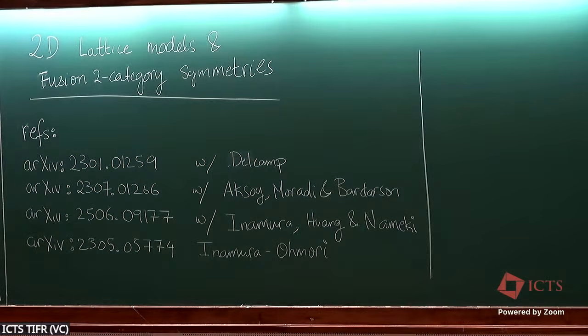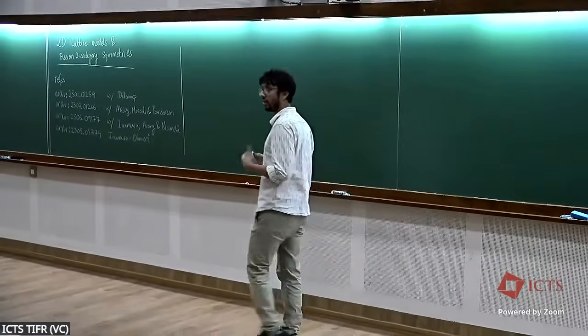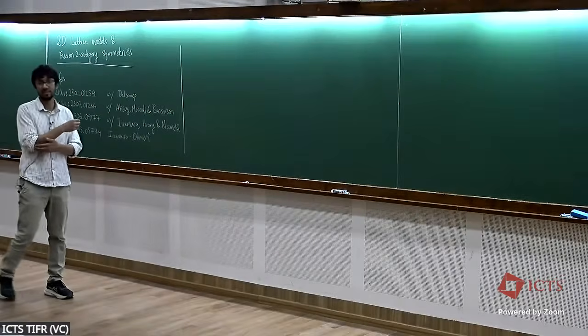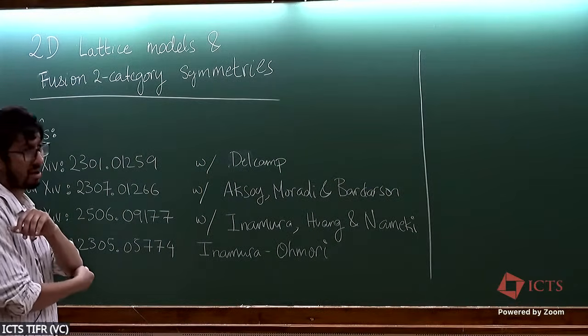Thank you. So I'll continue today. Yesterday we discussed 1D lattice models, realizing various fusion category symmetries, and studied their Hamiltonians, which realize all possible gapped phases protected by these symmetries. Today I'll describe the 2D counterpart to this story.